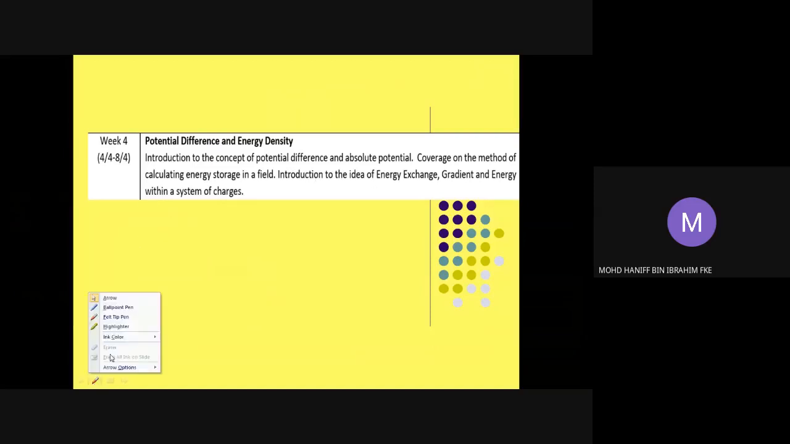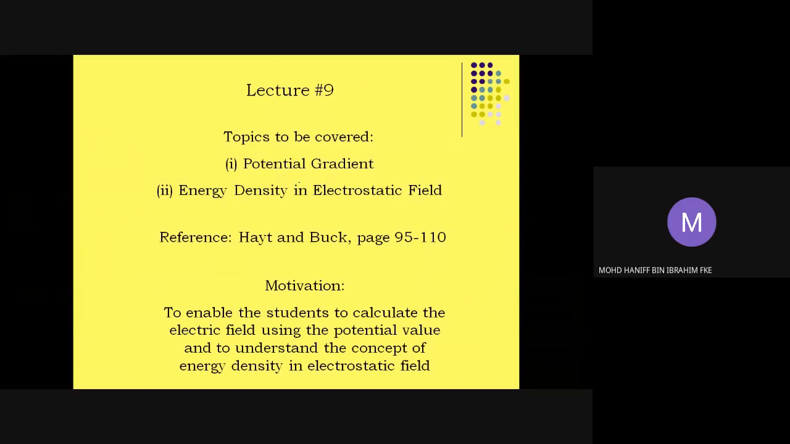These are the topics that I've mentioned to you before in lecture 8. If you can recall, we have learned about the concept of potential difference and potential, and we are now going to cover energy storage in the field, and the idea of energy exchange, gradient, and energy within the system of charges. Our concern for lecture 9 today will be only on the gradient. Energy within a system of charges or energy storage in the field will be covered next week on Tuesday. Potential gradient will be the topic to be learned today.